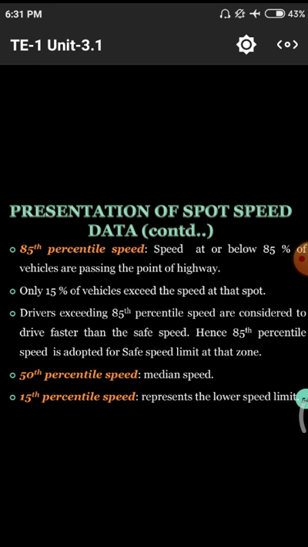Next, only 15% of the vehicles exceed the speed at that particular spot. That means only a few vehicles have too much necessity to go to their places with a huge amount of speed. The remaining 85% are normally moving at the normal speeds they are maintaining. So we are taking that 85% and 15% criteria. The drivers exceeding the 85% speed are considered to drive faster than the safe speed. Hence the 85 percentile speed is adopted for the speed limit at that particular zone.